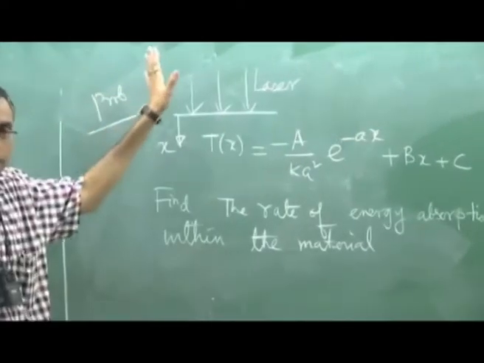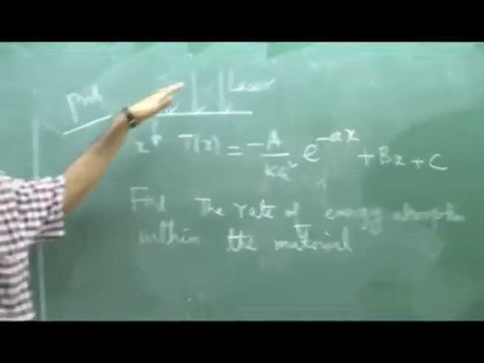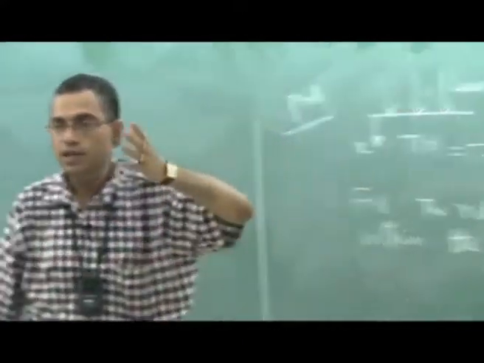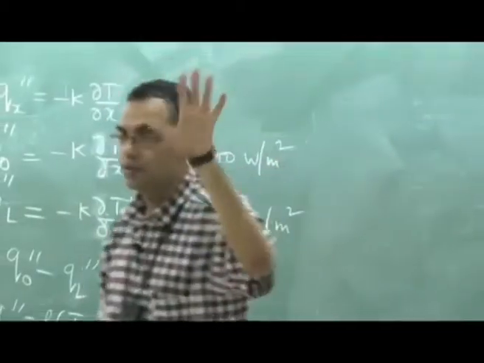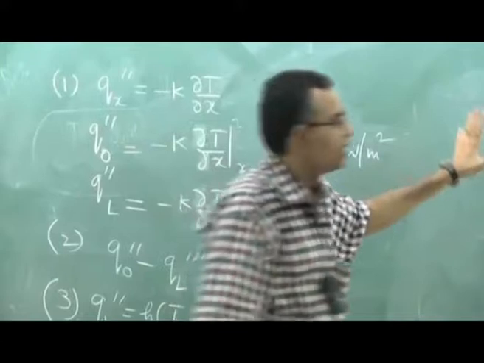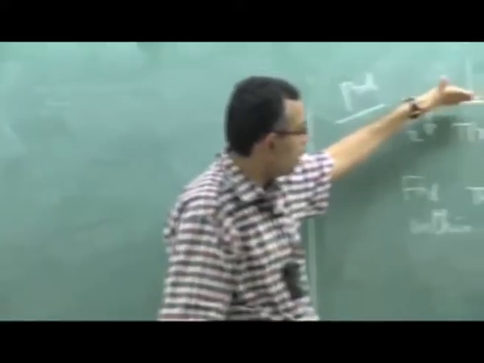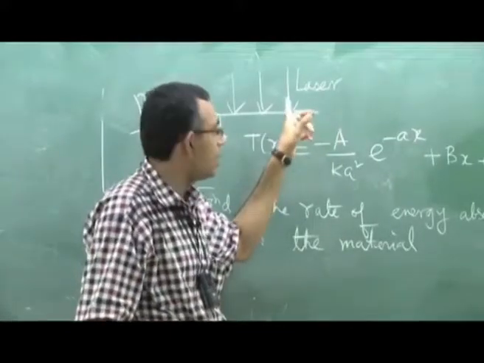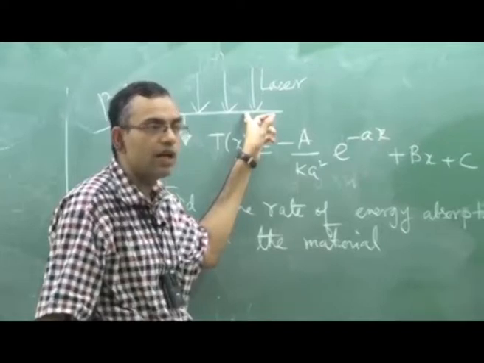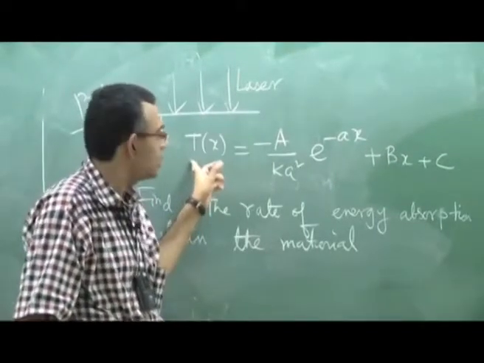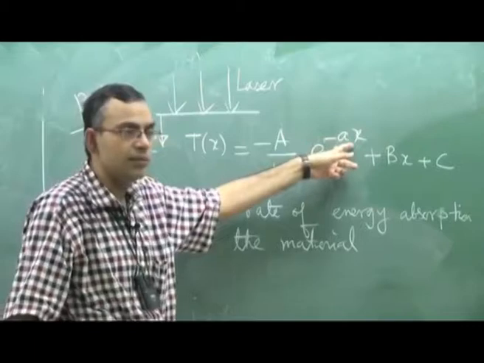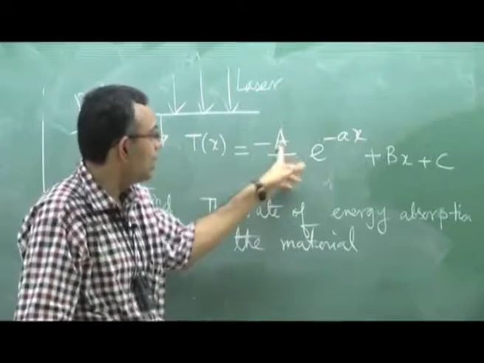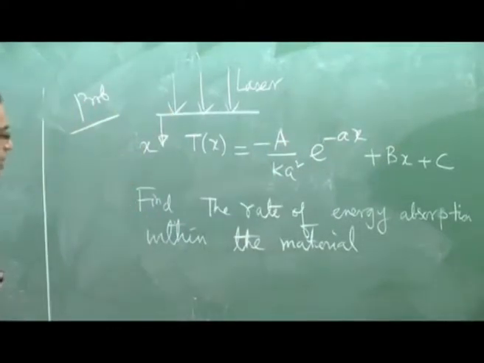So this is a very practical problem where there is a material and laser is falling on the material. It may be used for various reasons, starting from manufacturing to medical treatment, whatever may be the reason, but laser is falling on the material and the temperature is exponentially decaying. So the temperature is maximum at the location where the laser is falling, and as you move along x, the temperature is decreasing exponentially. So it is an attenuation as a function of x, k is the thermal conductivity, a, b, c are some constants.